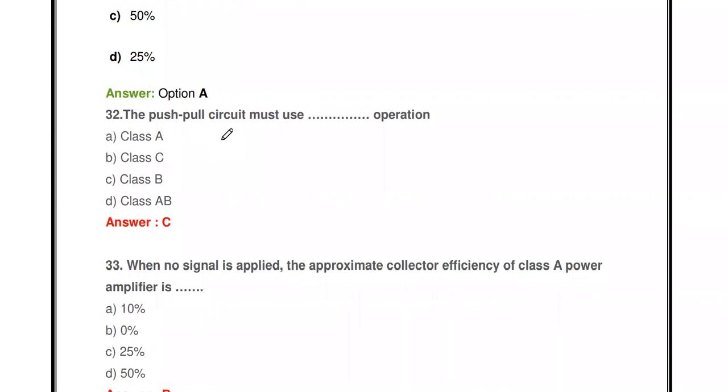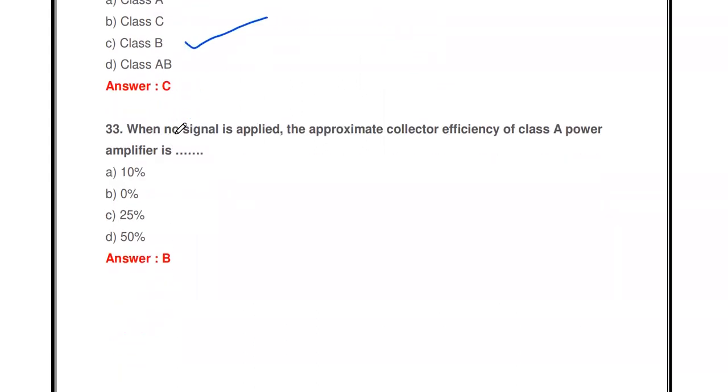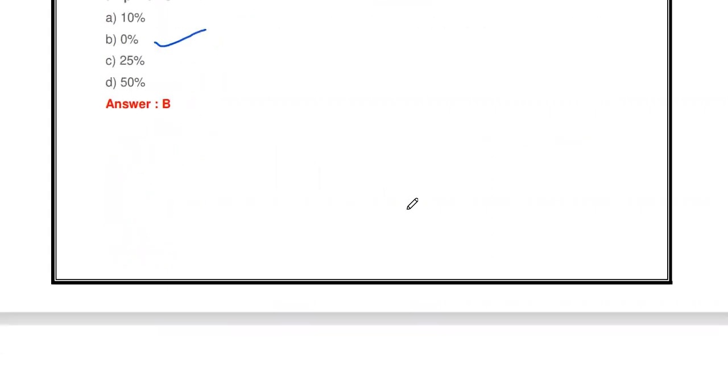The next one: the push-pull circuit must use dash operation. Class B operation. In a push-pull circuit, it uses class B, with 2 transistors. The next one: when no signal is applied, the approximate collector efficiency of a class A power amplifier is dash. It is 0%. When no input is given, the collector efficiency is 0.